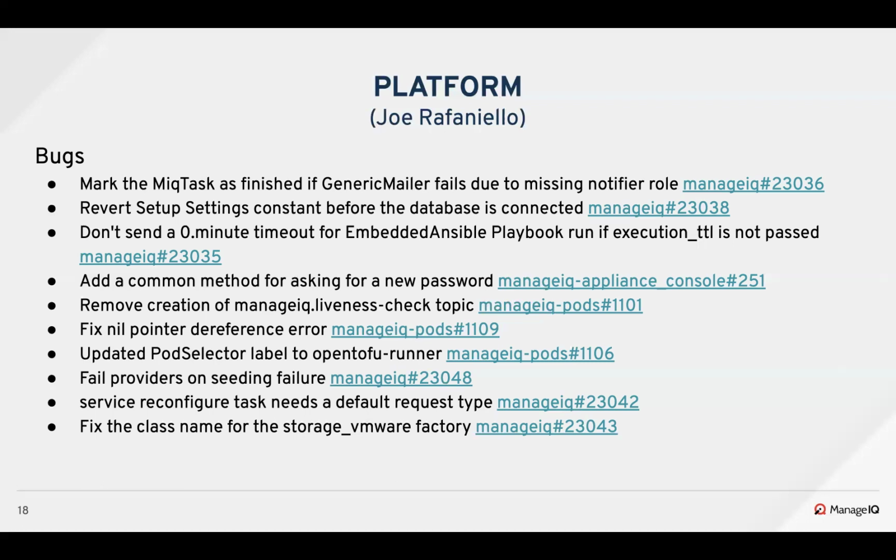Next, Keenan fixed a default request type for the service reconfigure test factory. And Adam fixed the storage VMware factory as it had no class name. Next slide.